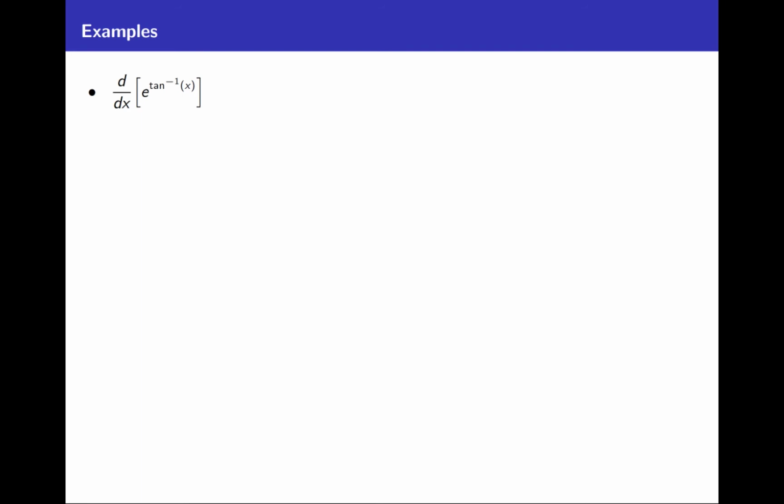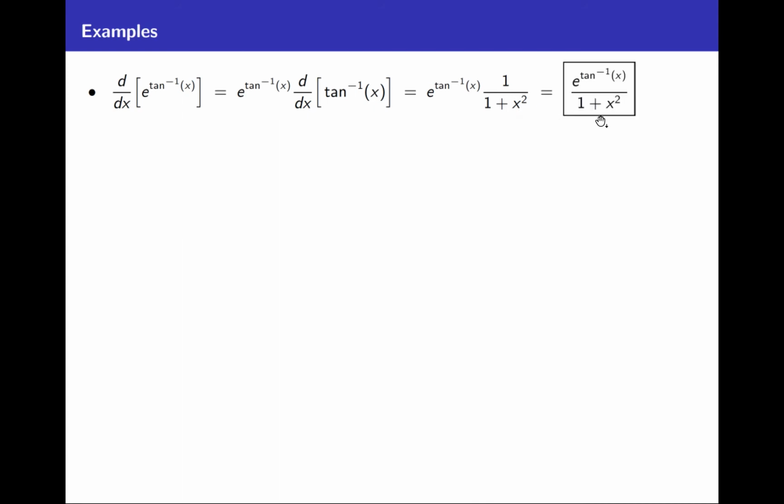Continuing with our examples, let's take the derivative of e to the power of tangent inverse of x. Now, this is the derivative of e to a g of x, so the answer is going to be e to the g of x times g prime of x. That's e to the power of tangent inverse of x times the derivative of tangent inverse of x. And here we're using our generalized exponential rule. But today we came up with the rule for the derivative of tangent inverse of x. It's 1 over 1 plus x squared. So here's our derivative. It's e to the tangent inverse of x divided by 1 plus x squared.